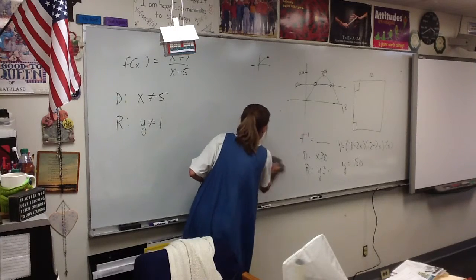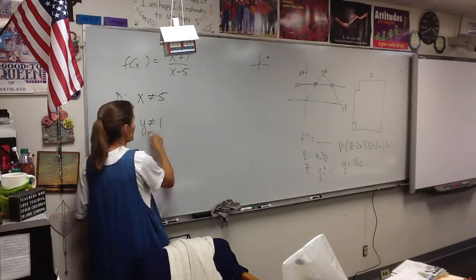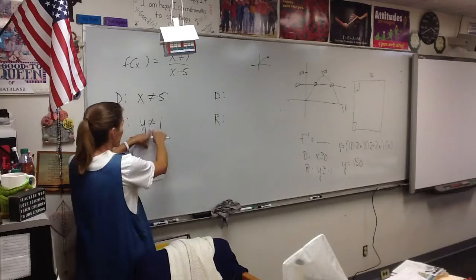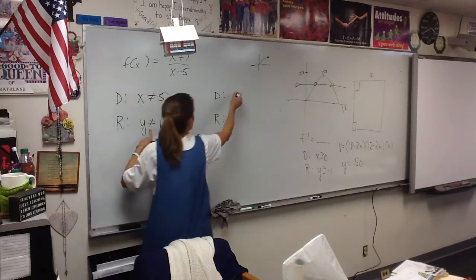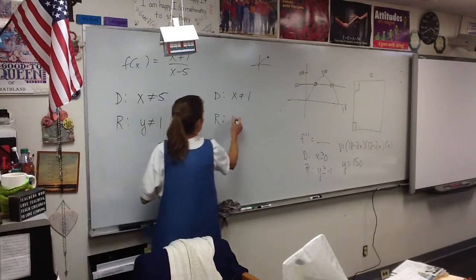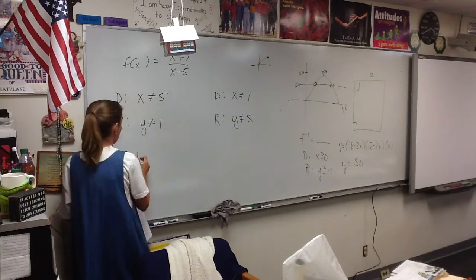Now, if that's the domain and range of the original, what are the domain and range of the inverse? Domain would be x can't equal 1, and range would be y can't equal 5. All right, let's see if that pans out. Let's find the inverse.